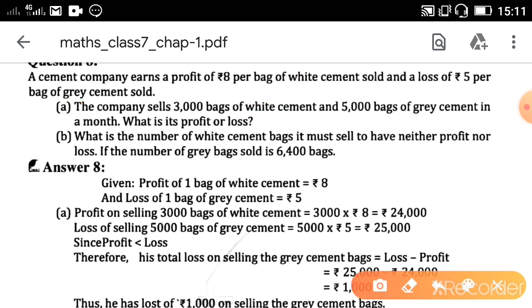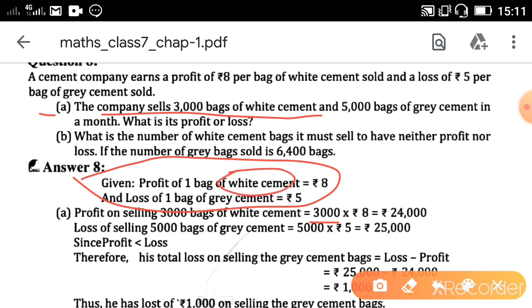Question number 1. You can see that it is written here, profit of 1 bag of white cement is 8 rupees and loss of 1 bag of grey cement is 5 rupees. A. The company sells 3000 bags of white cement. 3000 bags, which cement? White. And on white cement, the company is getting 8 rupees profit per bag. So 3000 into 8 is equal to 24,000.